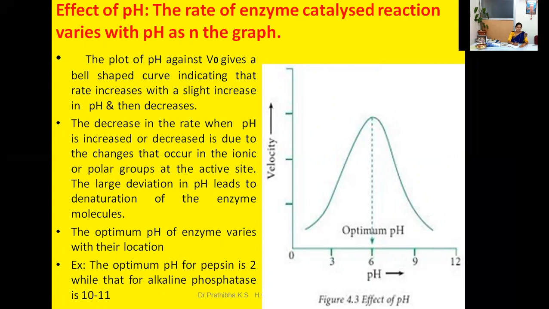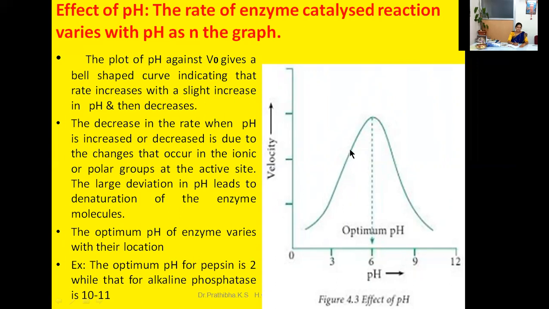The optimum pH of enzymes varies with their location. The optimum pH for pepsin is 2, while that for alkaline phosphatase is 10 to 11. Here you can see the pH axis, 3, 6, 9 like that, and here you have the velocity, the rate of the enzyme reaction. So as and when pH increases, what happens here?